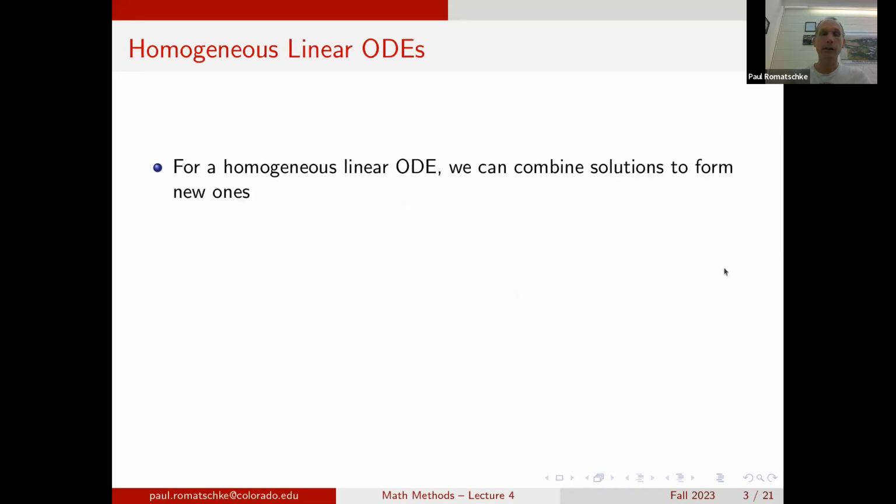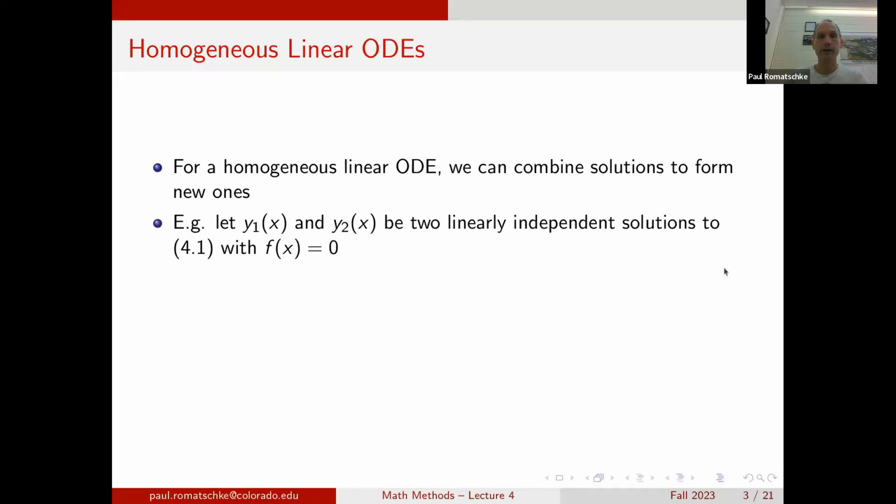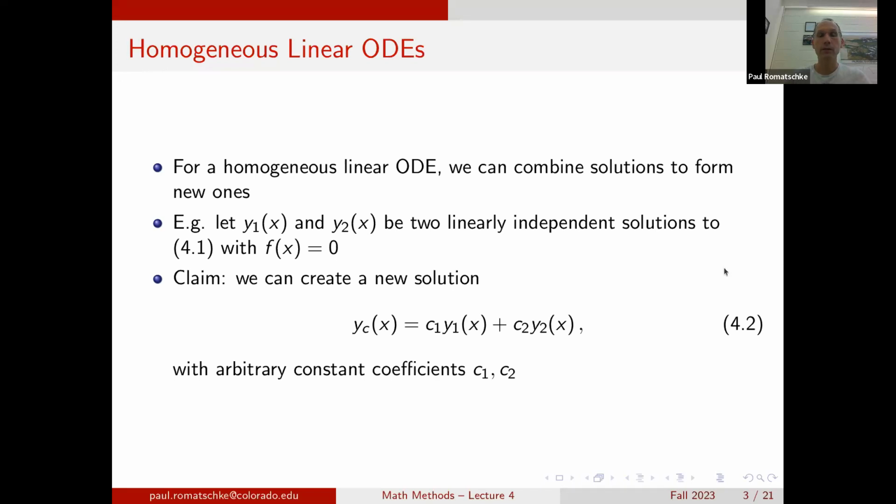For homogeneous linear ODEs, so for those where the right-hand side f of x is vanishing, we can combine solutions to form new solutions. So for instance, if we have two solutions, y1 of x and y2 of x, both being linearly independent solutions to the ODE in the last slide with f of x equal to 0, then we can create a new solution, call it yc of x, by adding the two solutions y1 and y2 with two arbitrary constant coefficients c1 and c2.